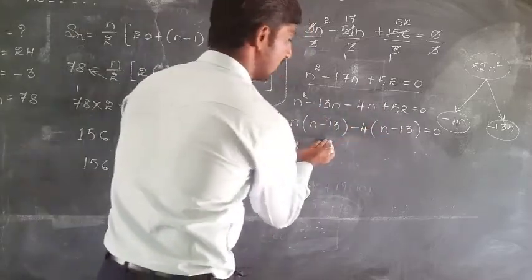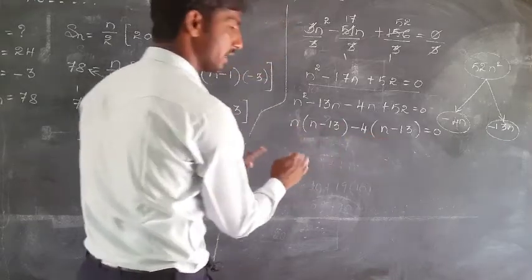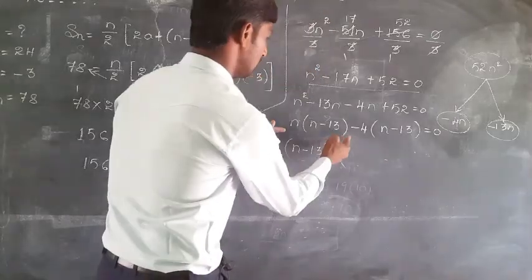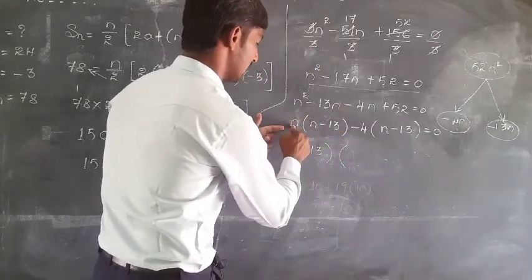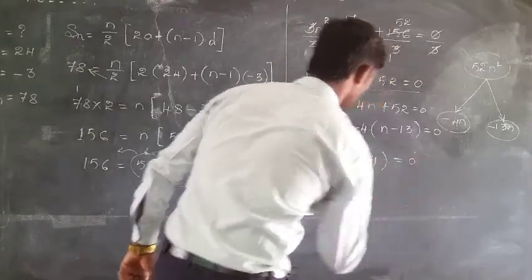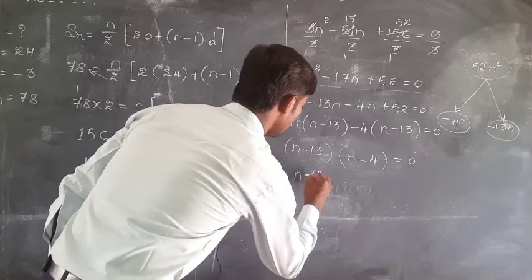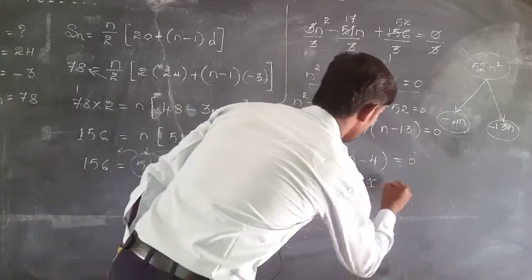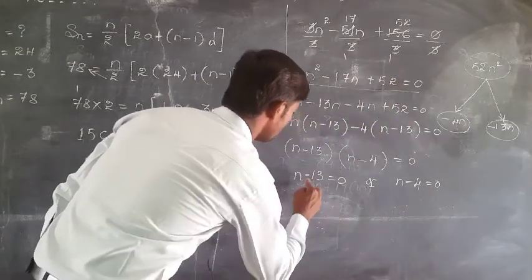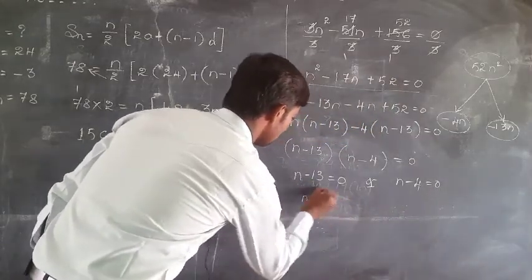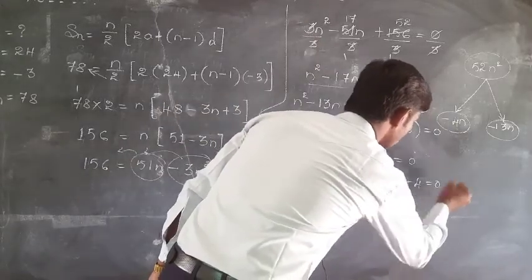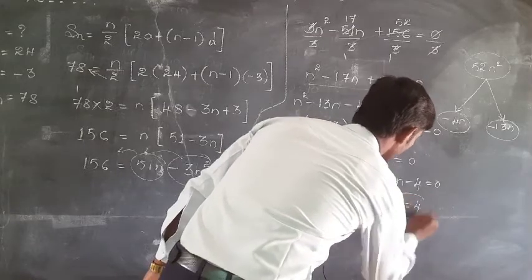Now again in these two binomials, you can collect the common factor, it is n minus 13 of, so in this term remaining n is there, in this term it is minus 4, is equal to 0. So therefore n minus 13 is equal to 0, or n minus 4 is equal to 0. So therefore our required value n is equal to minus 13, send it that side, that is plus 13, or n is equal to minus 4, send that side, it is plus 4.